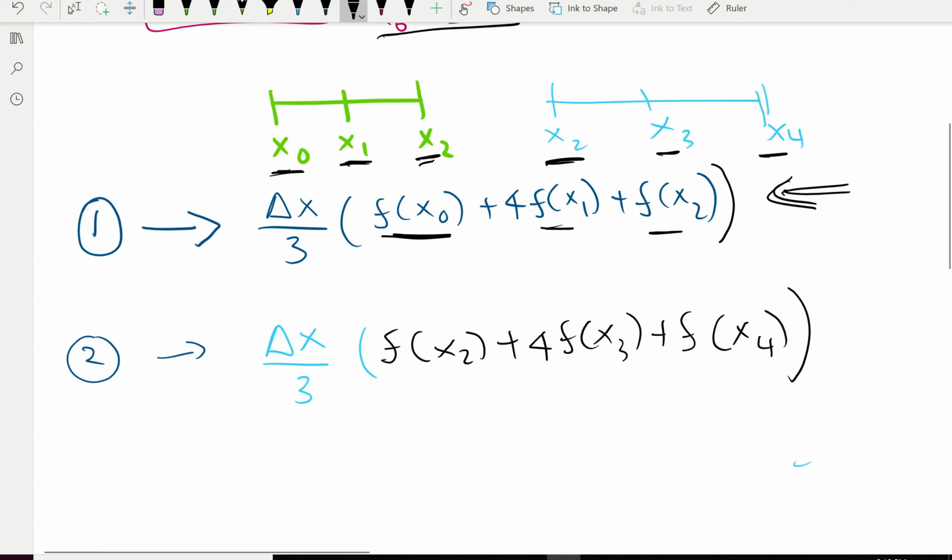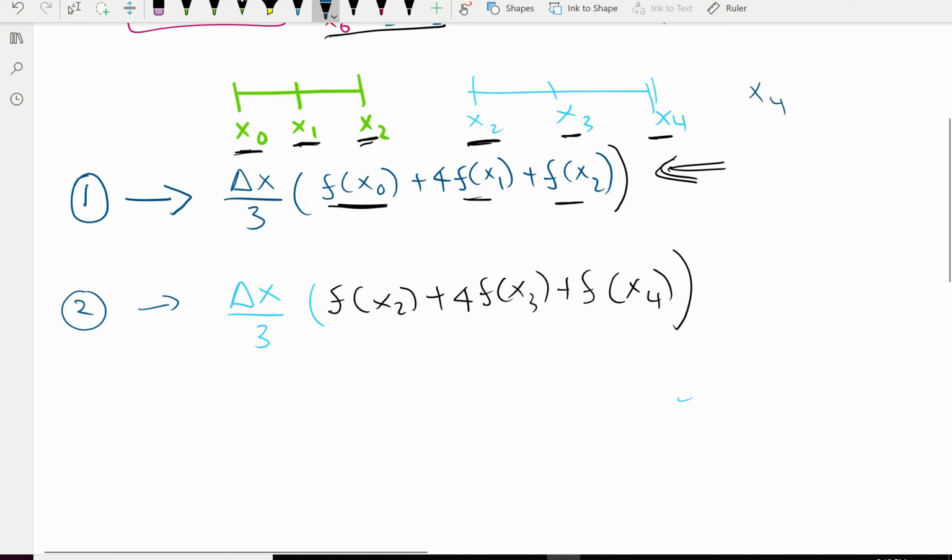The third pair of subintervals is going from x4, x5 and x6. So then the formula is delta x over 3 times the function evaluated at x4, plus 4 times the function evaluated at x5, plus the function evaluated at x6. So this is the formula.